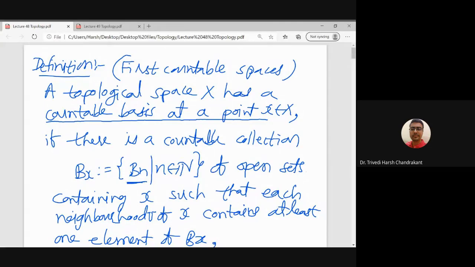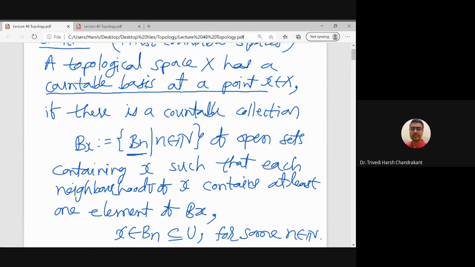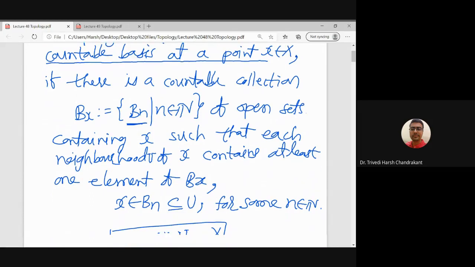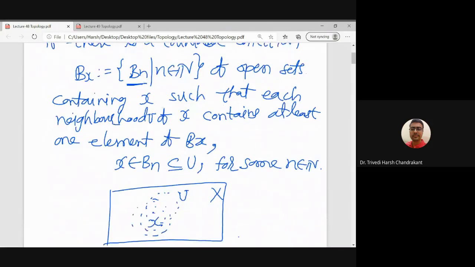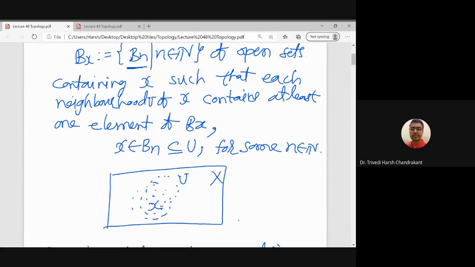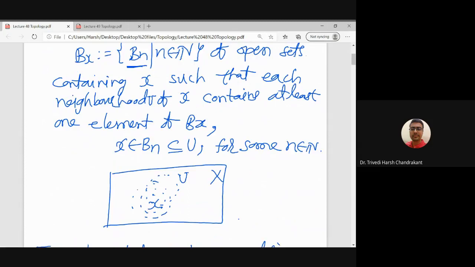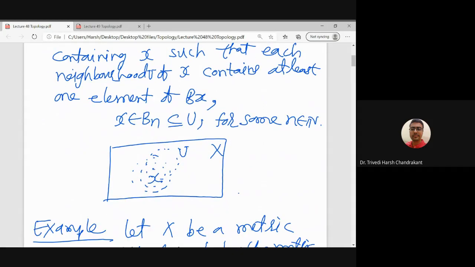In the last lecture, we discussed first countable spaces. These are the topological spaces X which have a countable basis at a point x in X. That means we have a countable collection B_n, the sets B1, B2, Bn, and so on, at a particular point x, such that each of these sets is a neighborhood of the point x, and at least one element of this family is contained in U, which is a neighborhood of x.